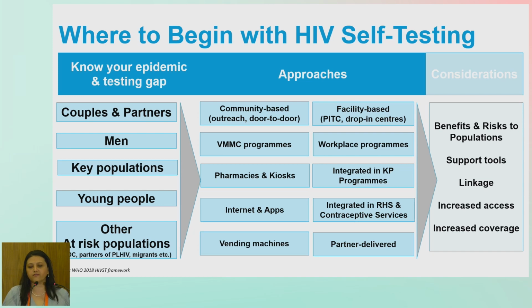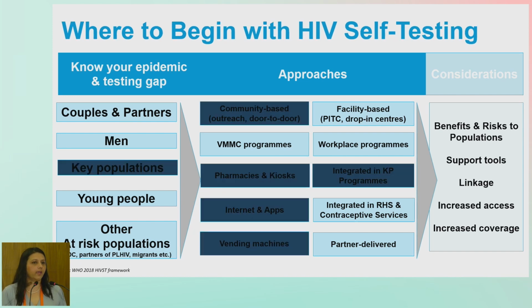On the left side, I have a few populations that have been listed out. These might not be all, but these are some of the priority populations that we generally work with. You could also look at the various approaches that you can use to reach these people, and then also look at the considerations in terms of benefits that you might have as well. So just to give you a quick example, if you're looking at all key populations as your priority population, some of the approaches that you could use for self-testing could be community-based, which is outdoor outreach or door-to-door outreach. You could use the pharmacies and the kiosks. You could use internet and dating apps, vending machines, and many other approaches as well.